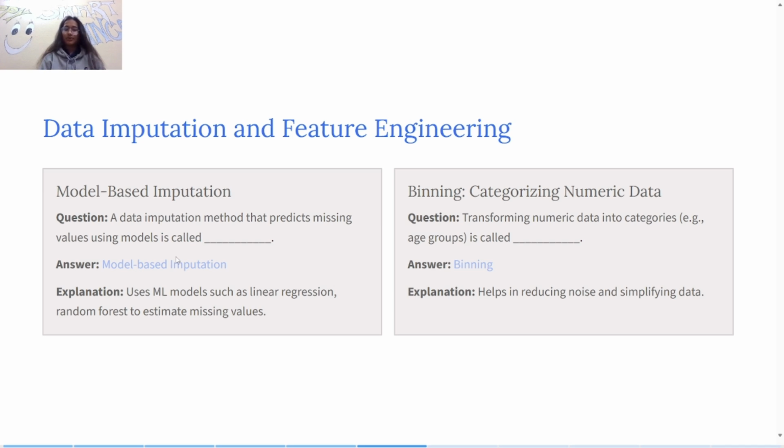Question number 10. Transforming numeric data into categories is known as blank. For example, instead of storing age like 22, 27 or 54, we categorize into young, adult and senior. So this conversion from numbers to categories is called binning. So here the answer is binning, transforming numeric data into categories.